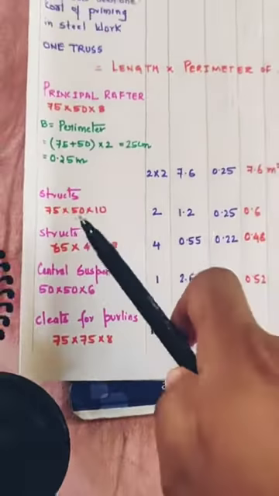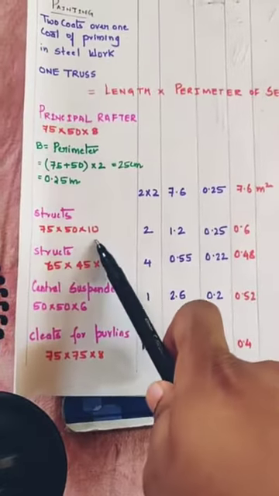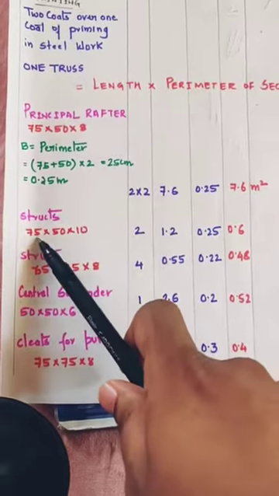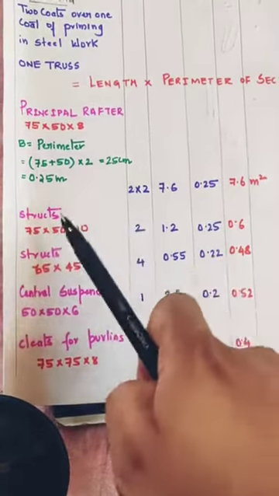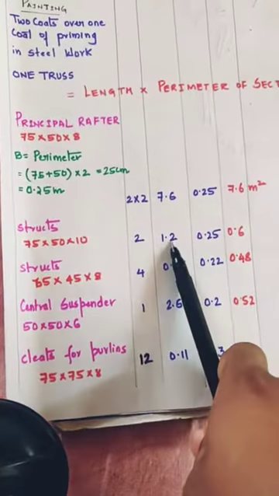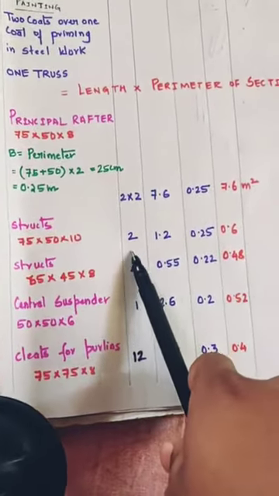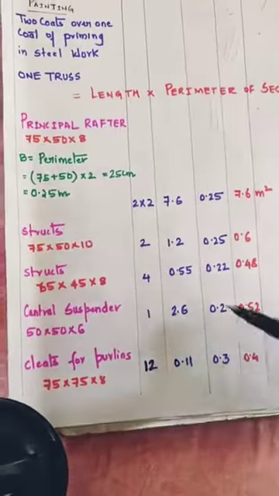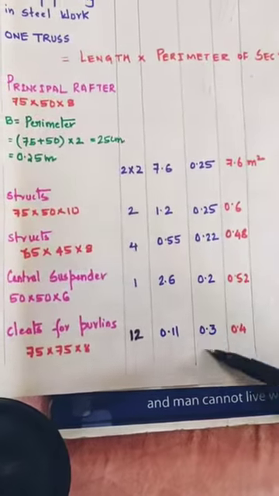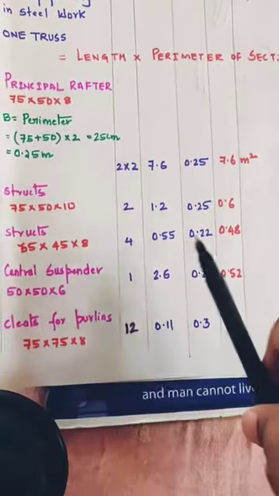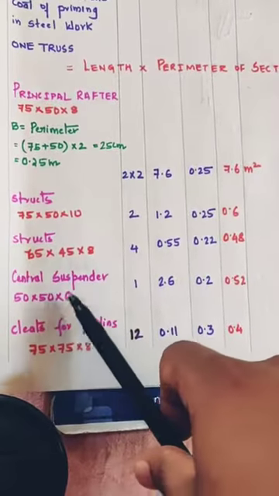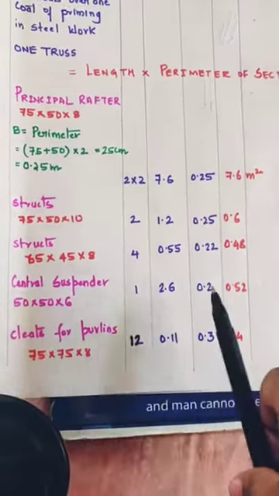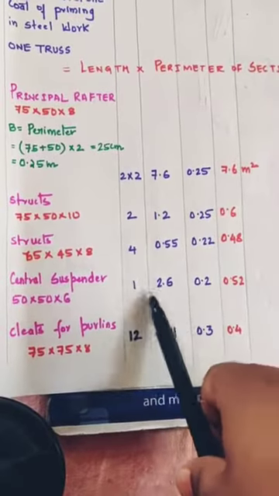Similarly, do this for struts. So strut size is what? 75 by 50 by 10. So 75 into 2 plus 50 into 2. Right. So you will get 0.25. Length is known. These numbers are known. Right. Similarly, go on calculating for all the other members. So strut 65 by 45 by 8. You will get the perimeter as 0.22. Central suspender, it is 50 by 50 by 6. So 50 into 4, you will get 200, it is 0.2. Length is known.